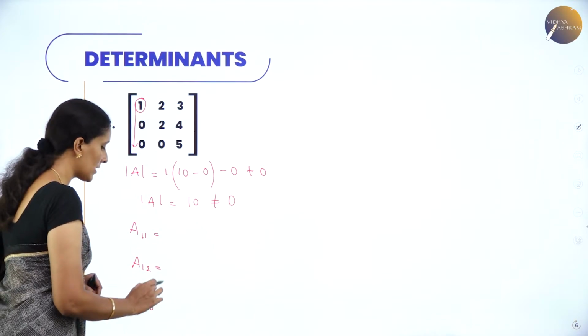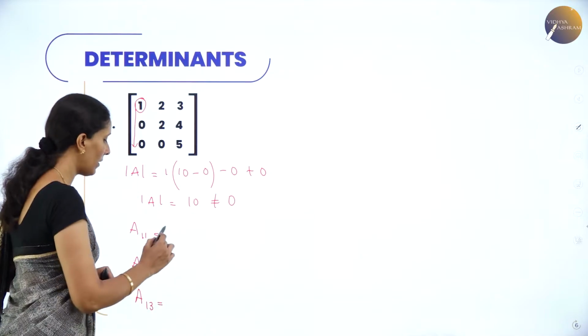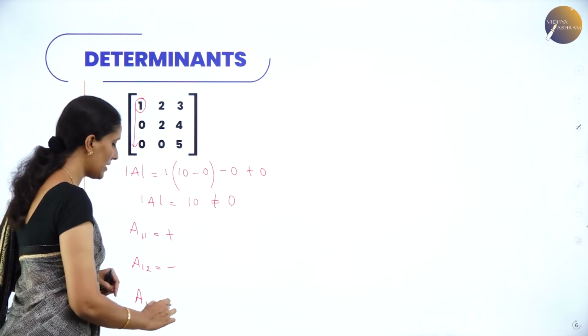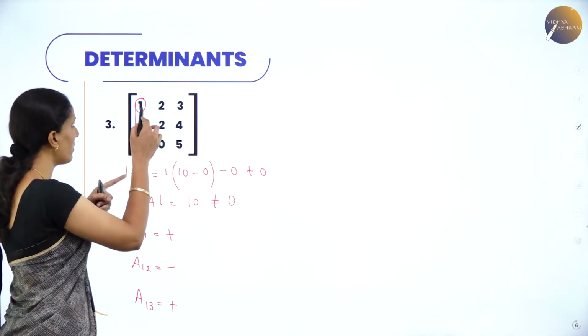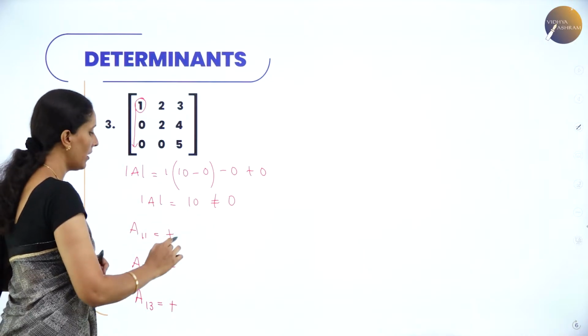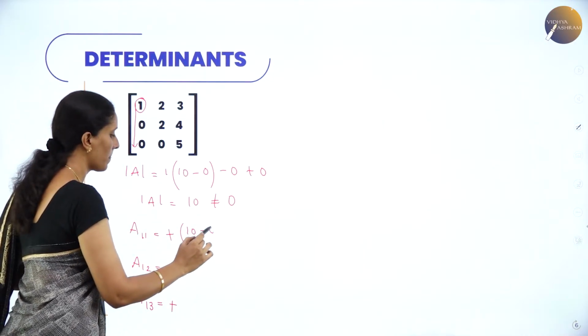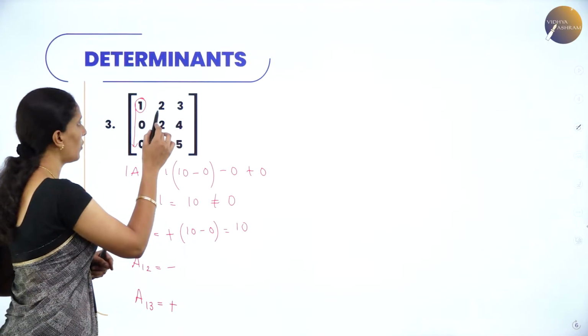So how are cofactors found? By taking the minus of each element. So the sign will be in the form of plus, minus, plus. Next, first find out A11. So for A11, it is the first row, first column element. So the cofactor will become 10 minus 0. Hence it is 10.